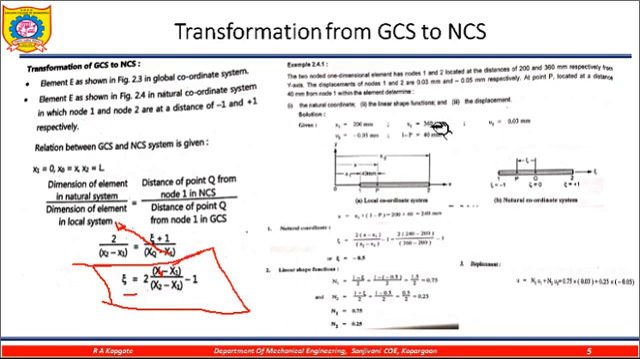So this is the problem. Here the element nodes are given at distances of 200 and 360 respectively, and from the local point, the point P is at a distance of 40. They are interested to find the natural coordinate xi, and at the same time they are interested to find the shape function and the displacement also.